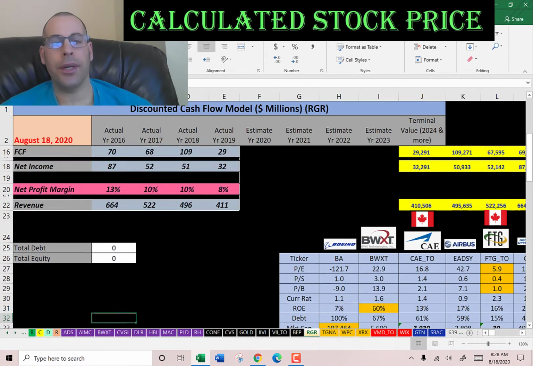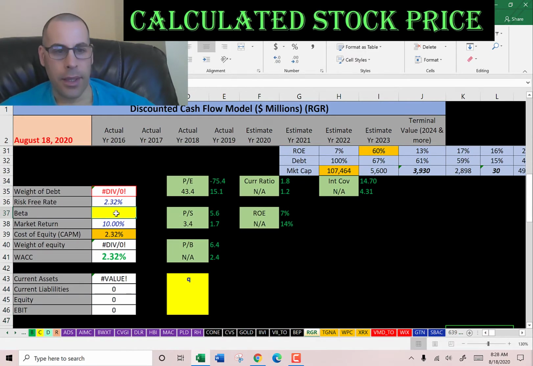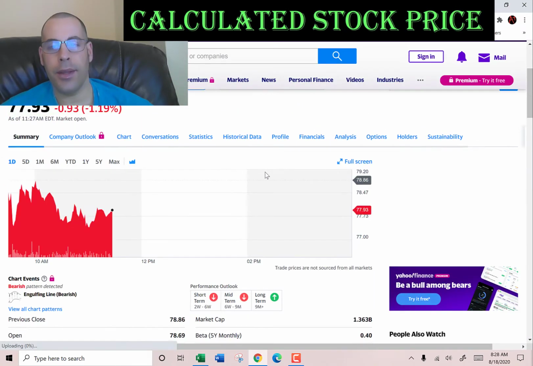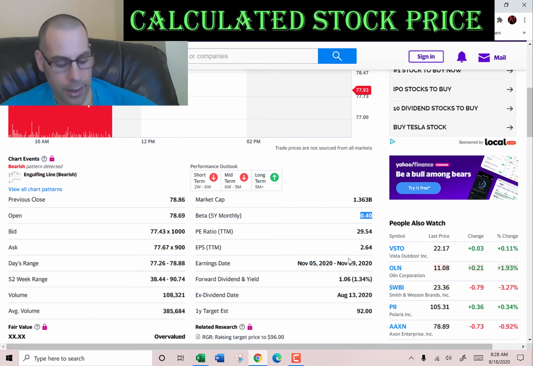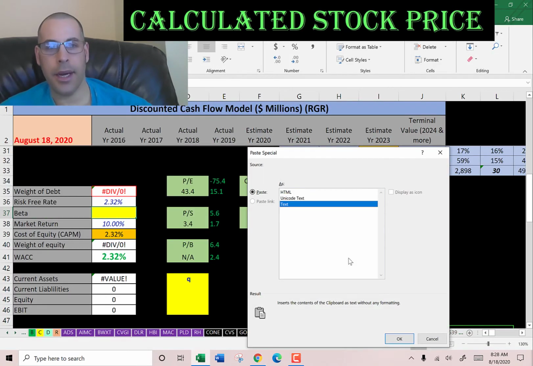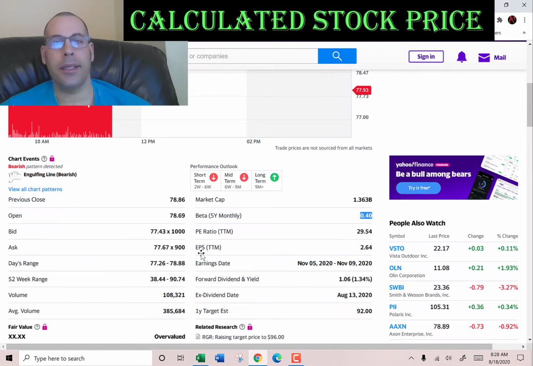Let's look at a capital structure. They have no debt, which is amazing. So let's get the beta so we can figure out the cost of equity. The beta is how volatile the stock is. Really low beta, so if you're looking to hedge yourself against the market, this seems like a good stock, a 0.40 beta.